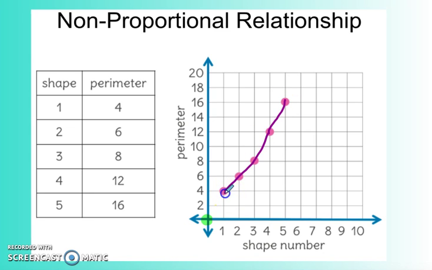And if you notice, if I run here and rise, that is 1 over 1. If I run here, rise, that's 1 over 1. But look at this one. This one's 1 and 2, so 2 over 1. This one is 2 over 1. So yes, there's some repeat, but it's not a constant rate of change. Okay, so this is non-proportional. It doesn't even fit both criteria.